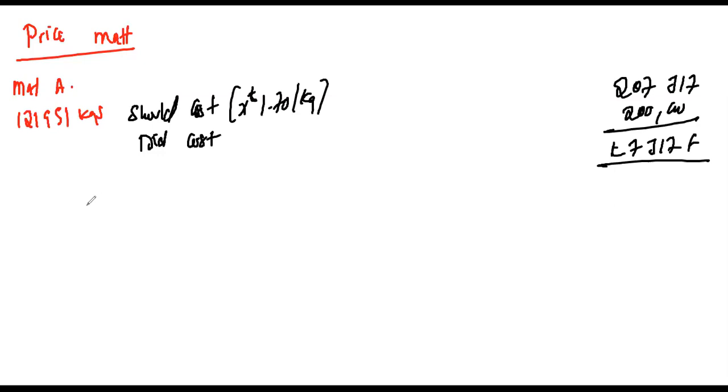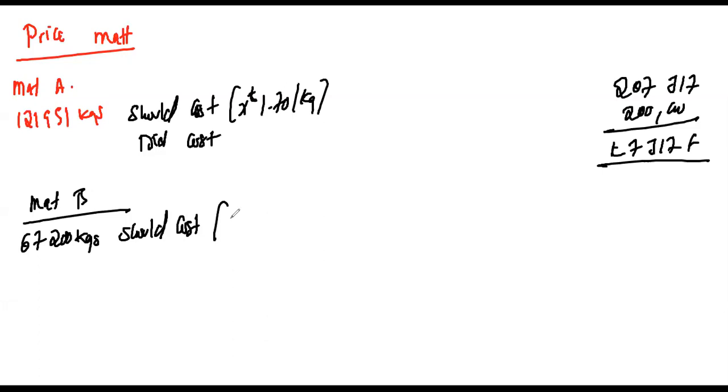On material B, here is what should have happened. They used 7,200 kgs. These kgs should cost them how much at standard? The standard was 1.2 per kg. How much is that? It's giving us 80,640 kwacha.